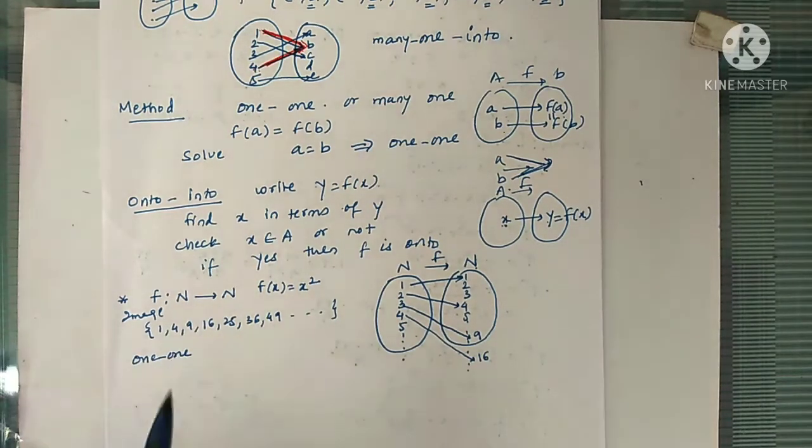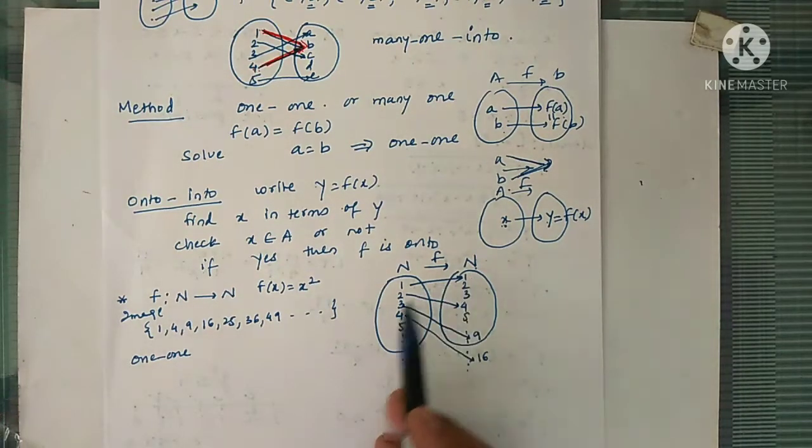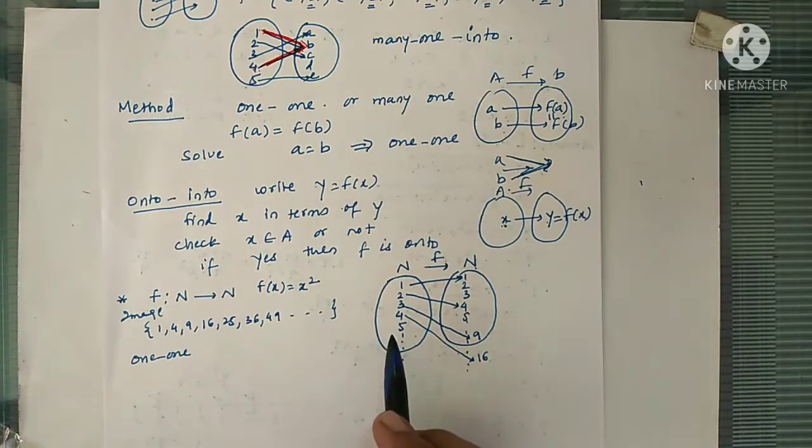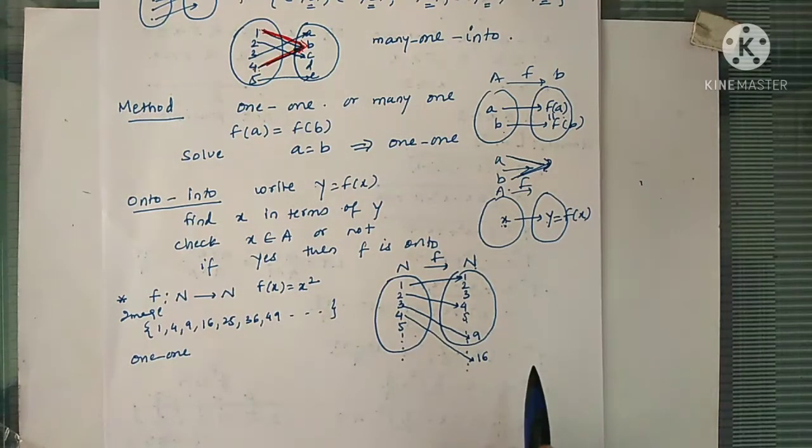What is the reason? The reason is all the images of the domain set. Why am I saying domain set? Because both are N only, domain and codomain. So we are considering images of elements of the domain set. All these elements in the domain set have different images in the codomain set. So that's why it is a one-one function.